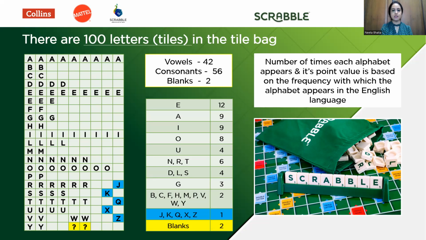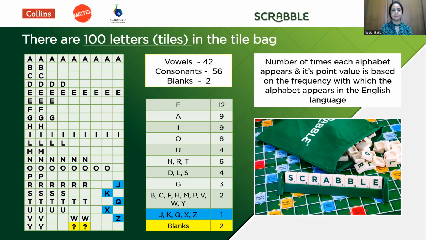Also, something to note is that because there are so many vowels in the tile bag, all the vowels carry just 1 point. Even consonants like N, R, T, and S carry 1 point each, whereas all of these consonants here, which are not as useful whilst making words, have between 3 and 4 points between them.